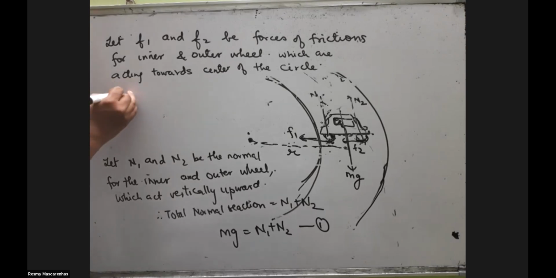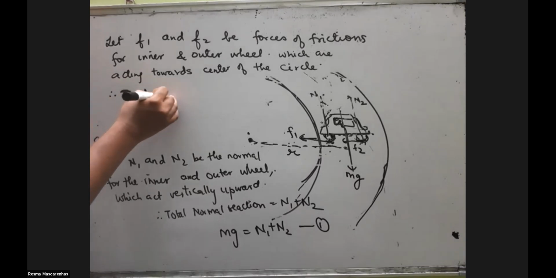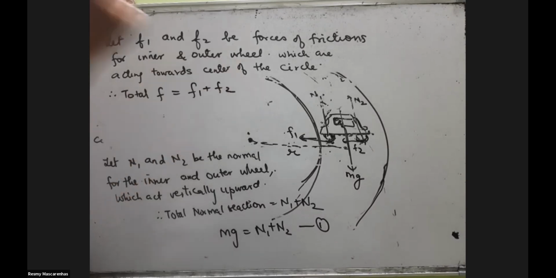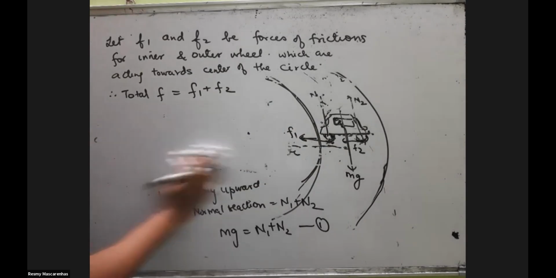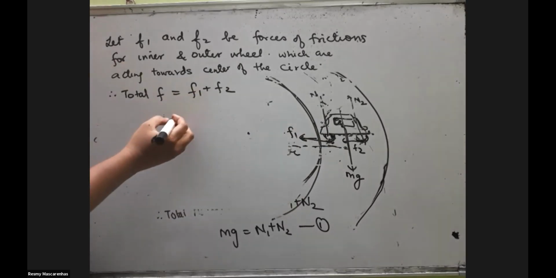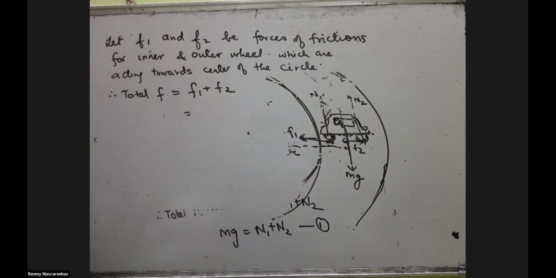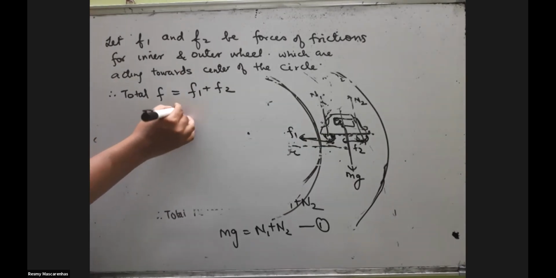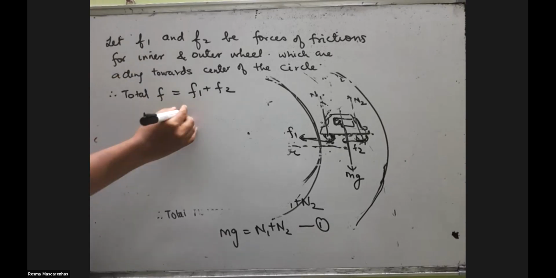So therefore, total F will be how much? Total friction will be F1 plus F2, because both of them are in the same direction. So you know what is the formula for this? F is nothing but mu into N. Mu into N, sir.